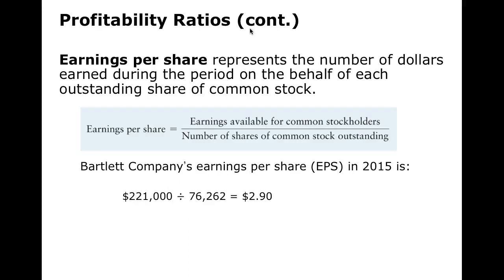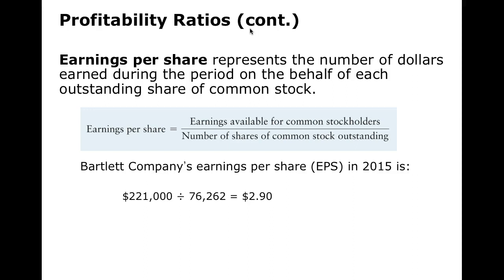So earnings per share is simply the earnings available to common shareholders divided by the number of outstanding shares. So if you had earnings of 221,000 divided by number of outstanding shares of 76,000, you have earnings per share of $2.90 per share, and that number needs to go up every year.